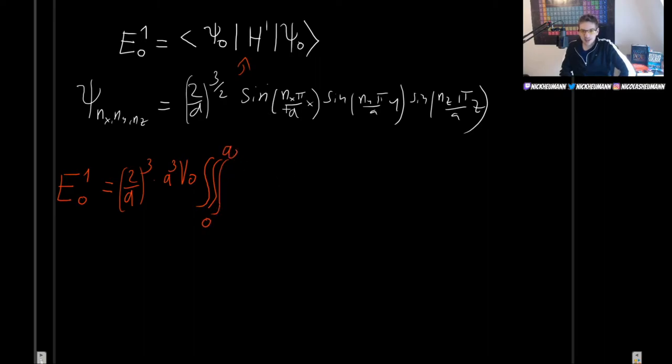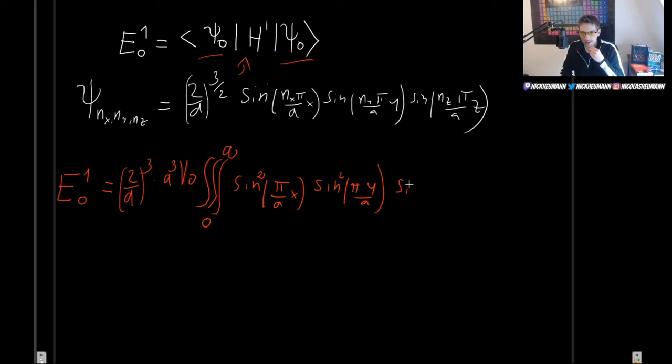And then what do we have? In the x direction, we have sine, well, nx, of course, but n is 1, so no need to write it down. Pi x over a, and this is, of course, squared, since we have one here, and it's real, so the conjugate is simply the same, so we just get it squared, times sine of pi y over a, squared as well, and sine of pi z over a squared.